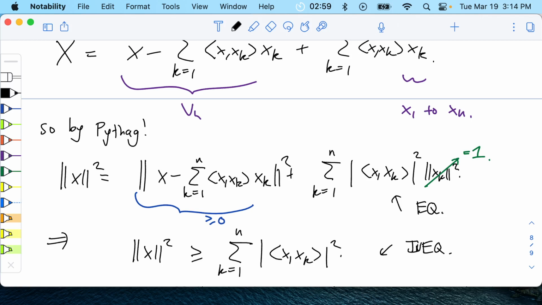Questions or comments about that one? Seems a little mundane, but we're going to see that this inequality is exactly the kind of thing we need. Because if you start taking limits as n goes to infinity, you can ask, does this converge to that? This is going to be increasing as you add more and more terms. This can only go up. And it can either go up all the way to the norm of x squared, or it can go up like halfway or something. And we'll see that that is exactly the question that we need to answer.